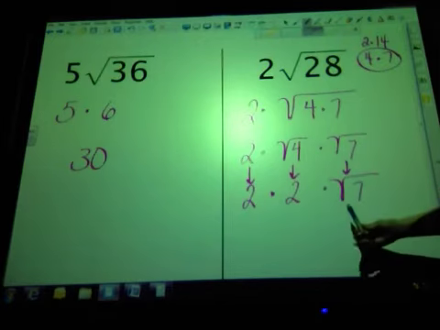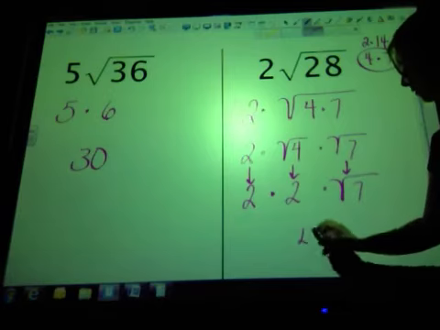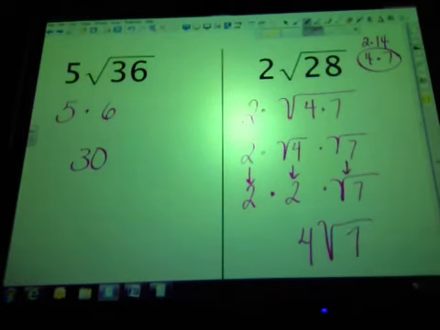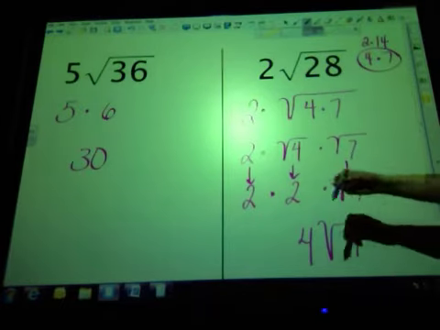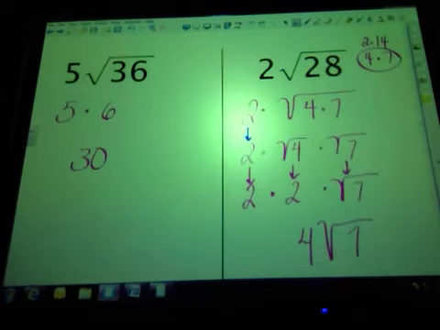Now I simplify what's outside the radical if I can. So 2 times 2 is 4, and then I'm just going to write square root of 7. So this is a little tricky. You have to make sure that you remember that 2 that's in the front and always keep bringing it down.